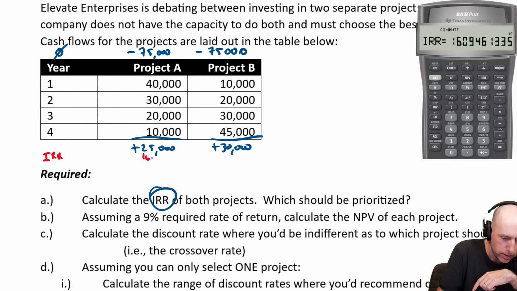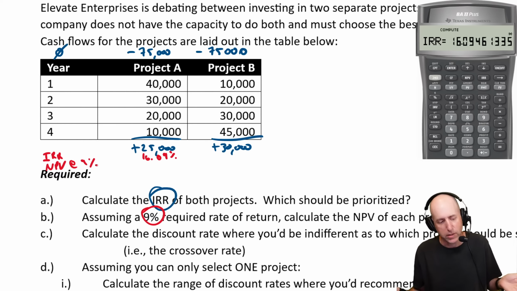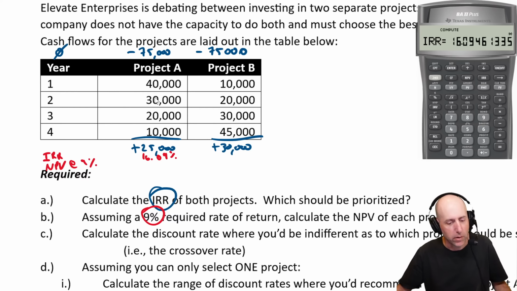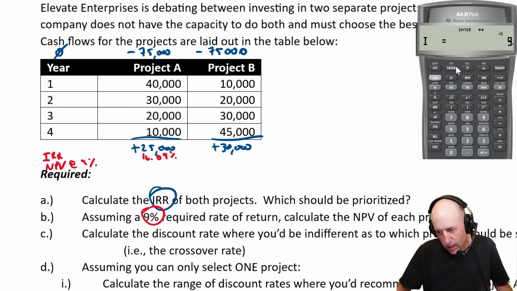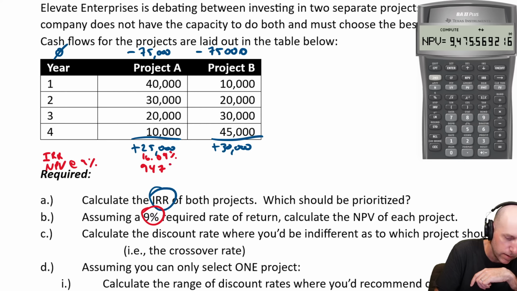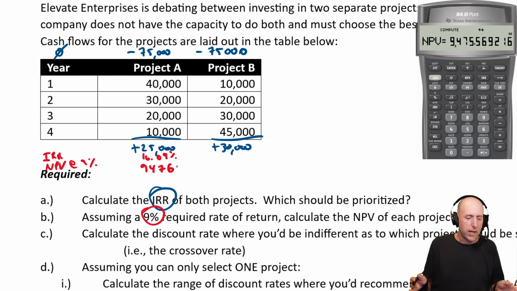So IRR, 16.09%. And we'll also compute the net present value at a 9% discount rate. By the way, we're expecting this to be positive because the IRR is 16% and the discount rate is 9%. It's going to produce a positive net present value. Let's figure out what the net present value is, though. I go NPV. My discount rate goes in as 9. Enter. I hit the down arrow. I compute NPV, 9476. Okay, so project A, we've done parts A and B.